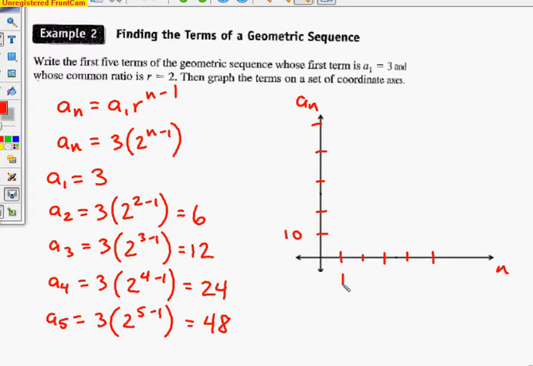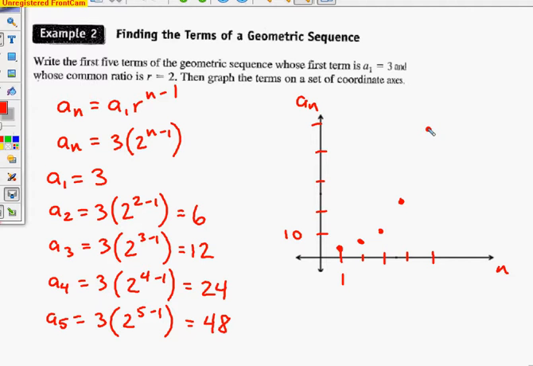So we have 1, 3, which is somewhere right here. We have 2, 6, which is somewhere right there. We have 3, 12, which is somewhere up here. We have 4, 24, which is somewhere right here. And we have 5, 48, which is somewhere up here.